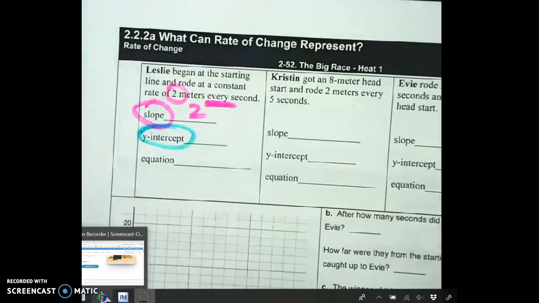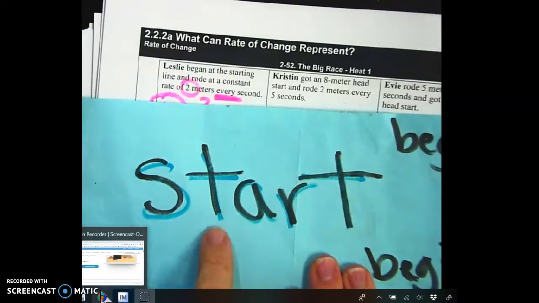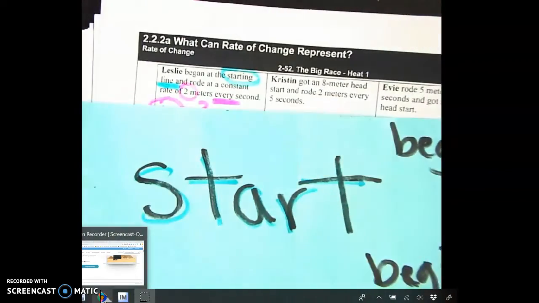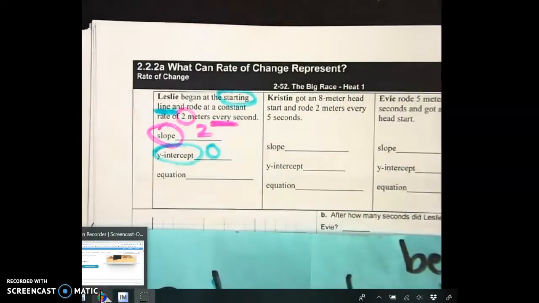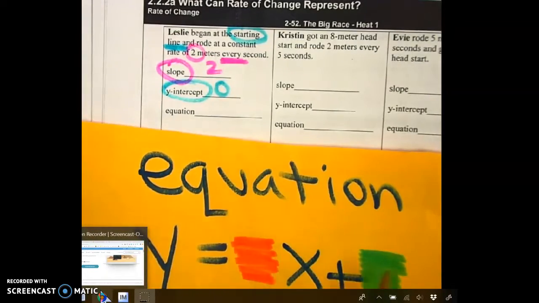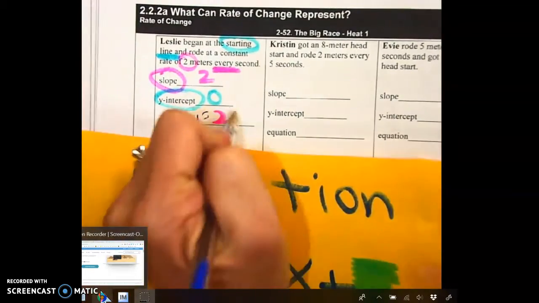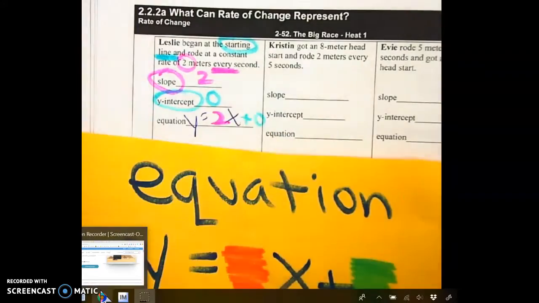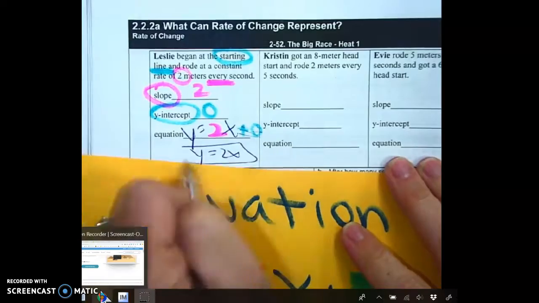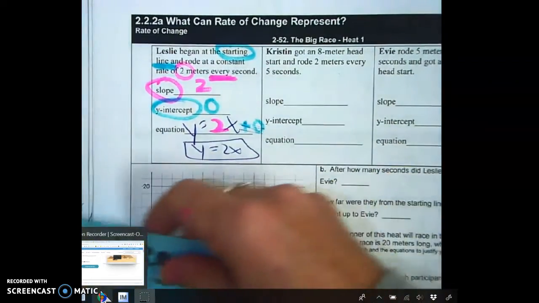Now, the y-intercept has to do with my start. So it began at the starting line. So that means the y-intercept is 0. So now I can get my equation because I have pink and I have blue. So y equals 2x plus 0. And if you're really fancy, you don't need the 0, y equals 2x. Okay? Let's go to the next one.